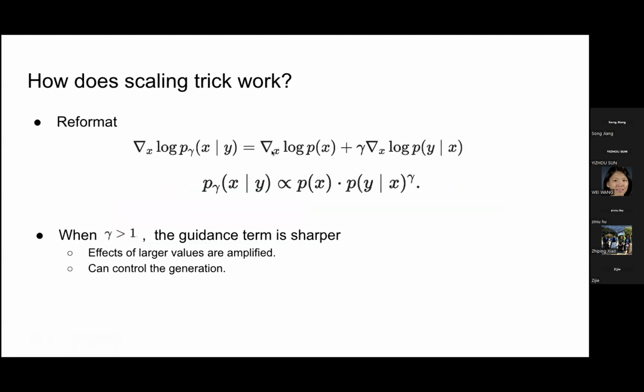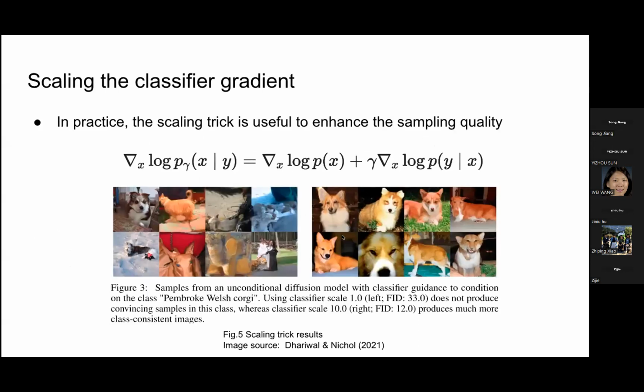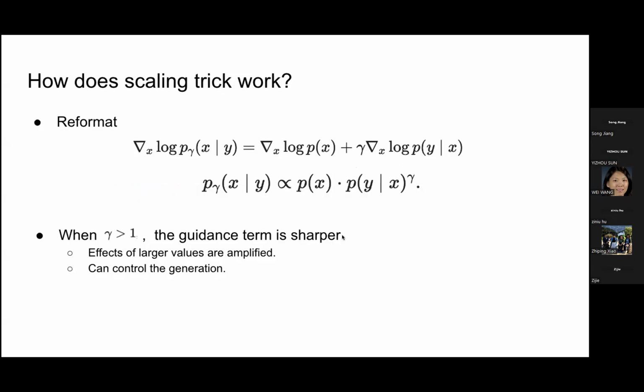If we do a quick reformat of this, we put this gamma to the power of the conditional probability, and we remove the log and the gradient. Basically, we can have something like that. So this actually explains why enlarging this gamma can help us get better quality examples, better in the sense of conforming more to the label Y.